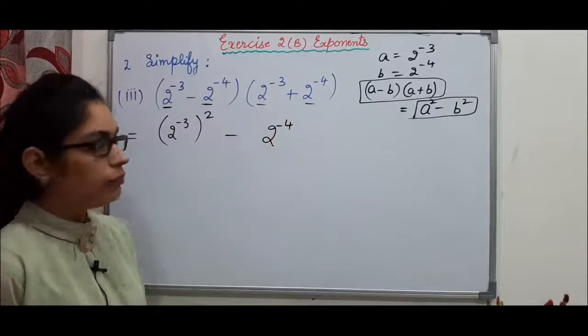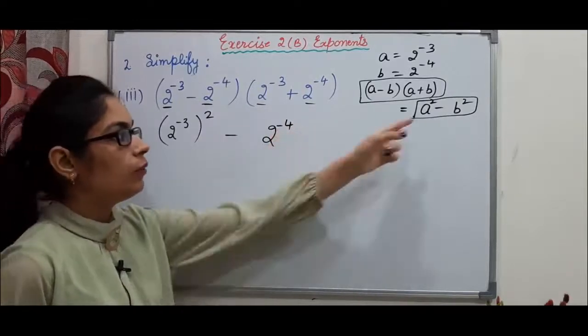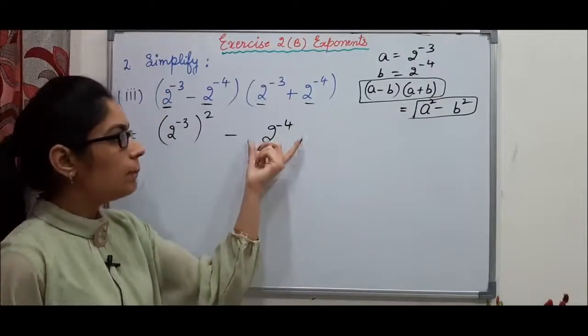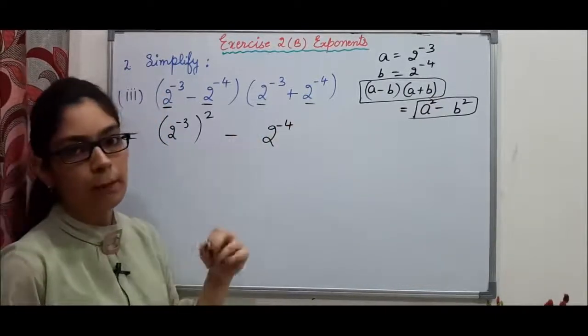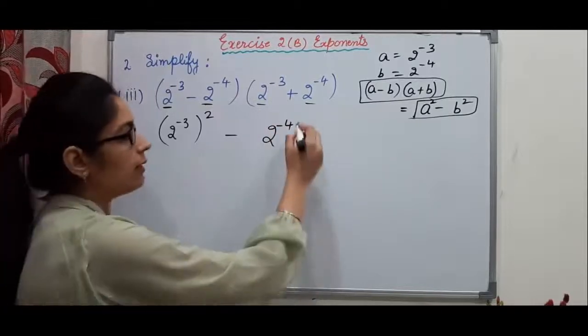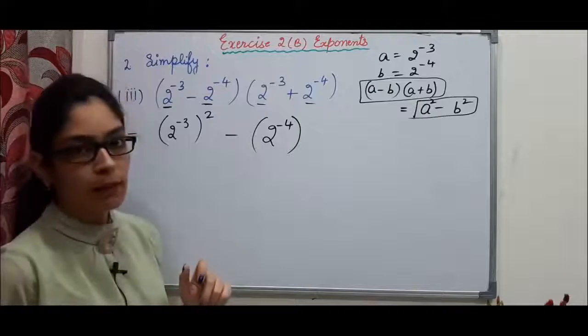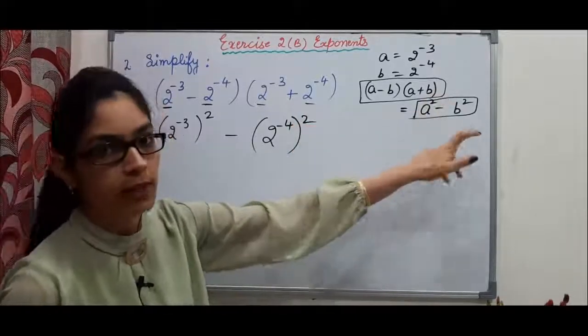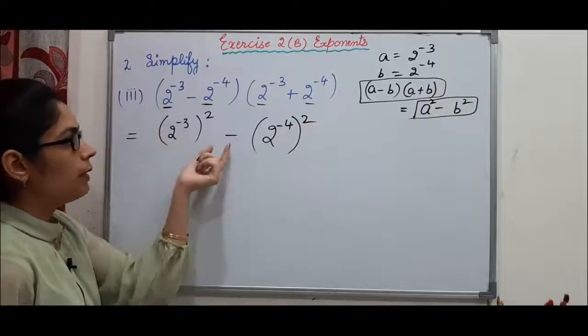So don't get confused with the powers, here only one time the power is there, so here also we will write it one time. The full number is b only, 2 to the power minus 4. So this we will write, and with this number we will write this square also, because it is a square, minus b square. A square minus b square.